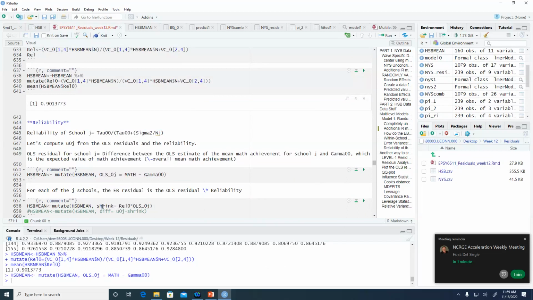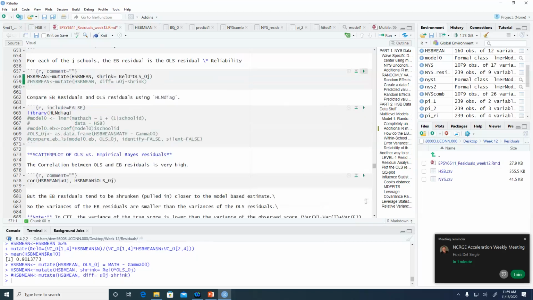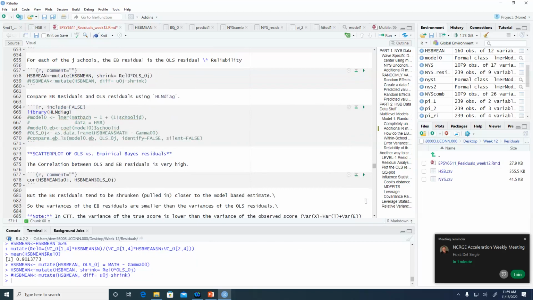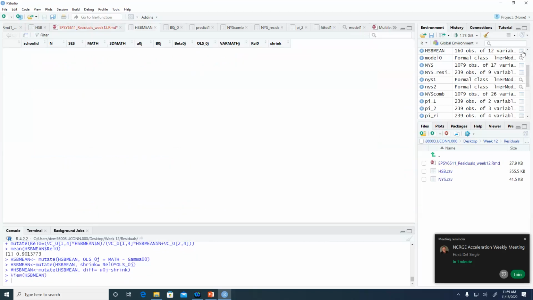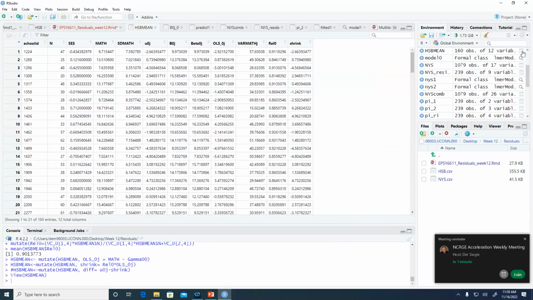Shrink is just the OLS residual times the reliability. I'm going to create that new variable. It's like our grand finale. Now look back up here at the HSB mean. Remember, here's the reliability.